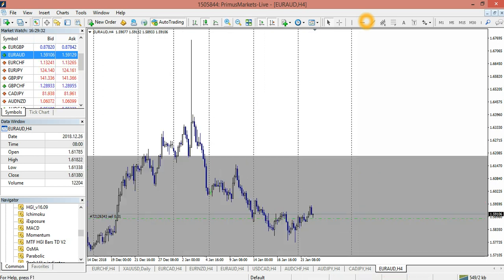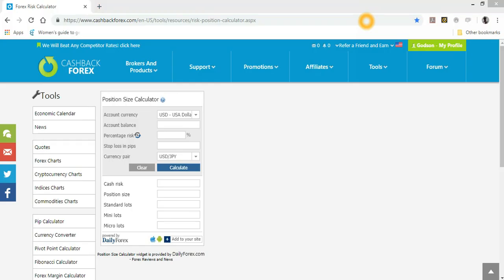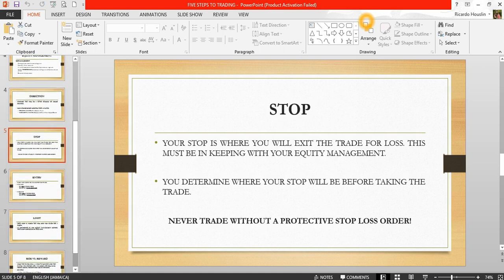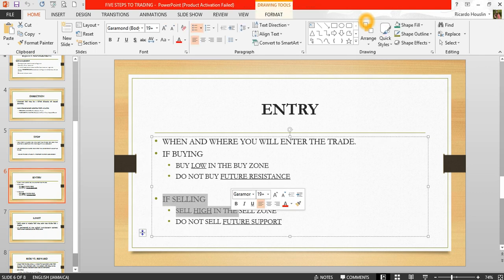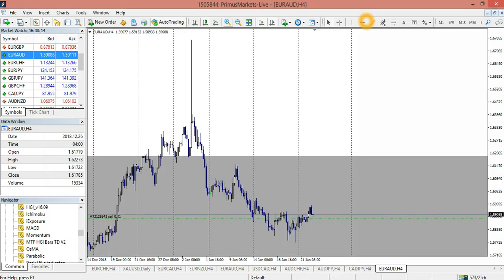Okay, so when I look at the market now, I already have determined my stop. Now, having determined my stop, if I was supposed to enter the market now, I need to determine my entry, when and where I'm going to enter the trade. Because we're selling, we're going to focus on selling. I want to sell high in the sell zone. All of this I go through as part of my strategy, but it doesn't take me long to do this. I'm just taking my time.